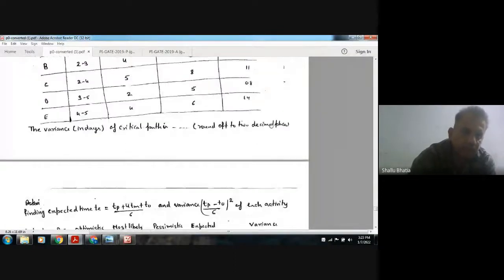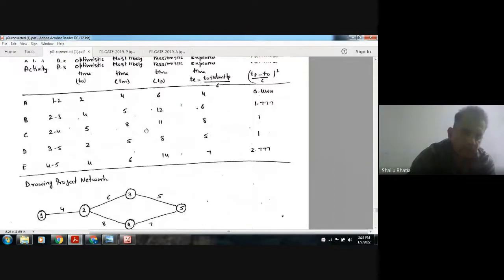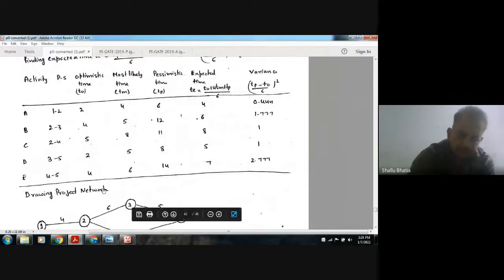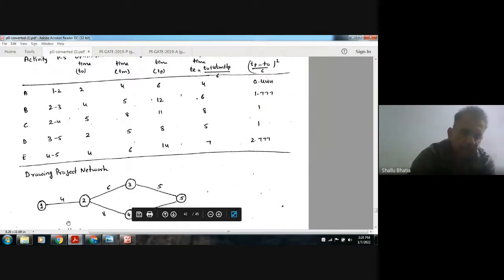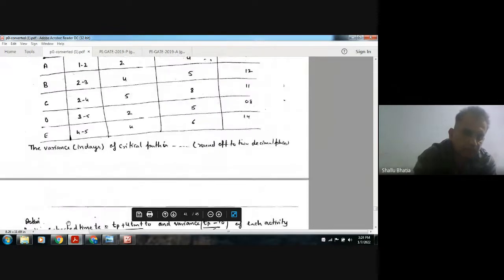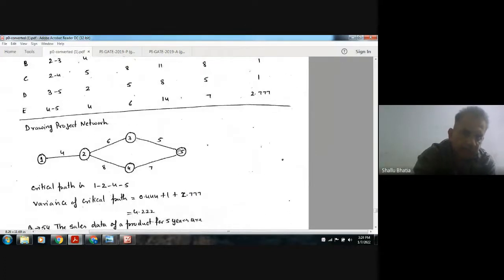So this is your 1-2. 1-2 is your 2. 1-3 is your 4. Okay. And next 2-3. 2-3 is having 6. Okay, so this is 2-3. This is after 1-2. Now 2-4. 2-4 is again given. Now again 3-5 is given and 4-5 is given. So 3-5 is your 5 and this is your 7. So this is 4-6.